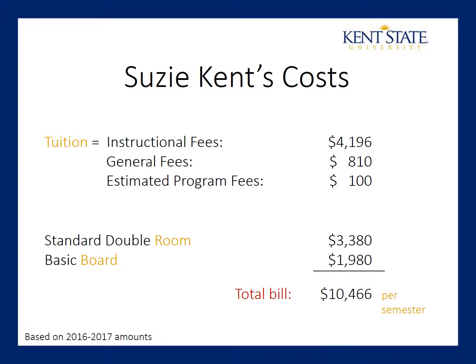Then there may be program fees, which we estimated at $100 per semester for the purposes of this example. Please keep in mind that these fees may be more or less depending on your student's major and courses. Suzie decided to go with a standard double room and the basic board or meal plan. Her total bill for this semester is $10,466. Please note that this does not include charges for books, transportation, or personal expenses.